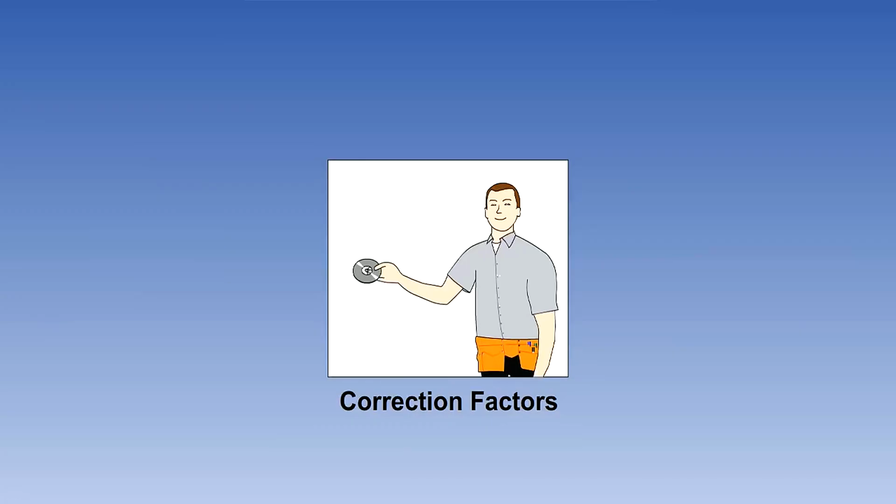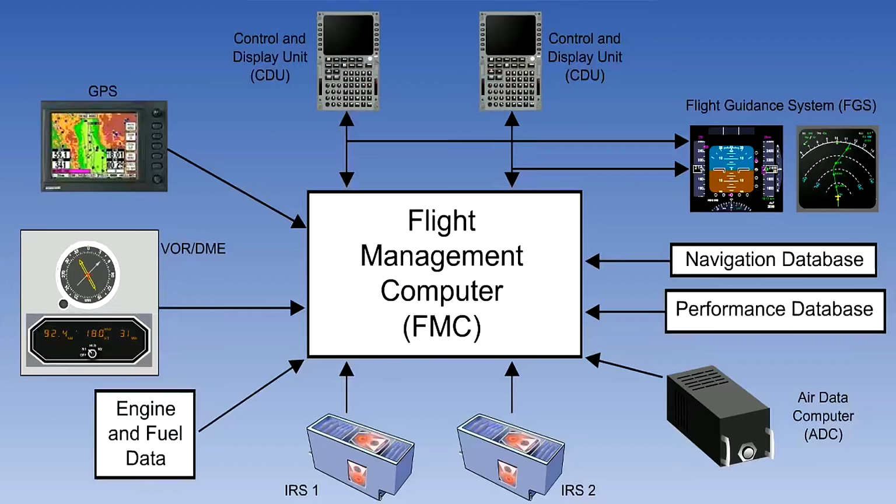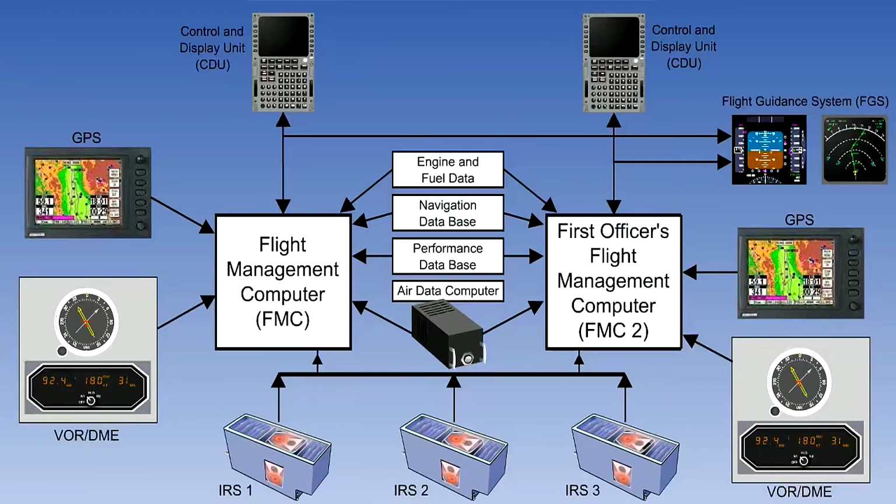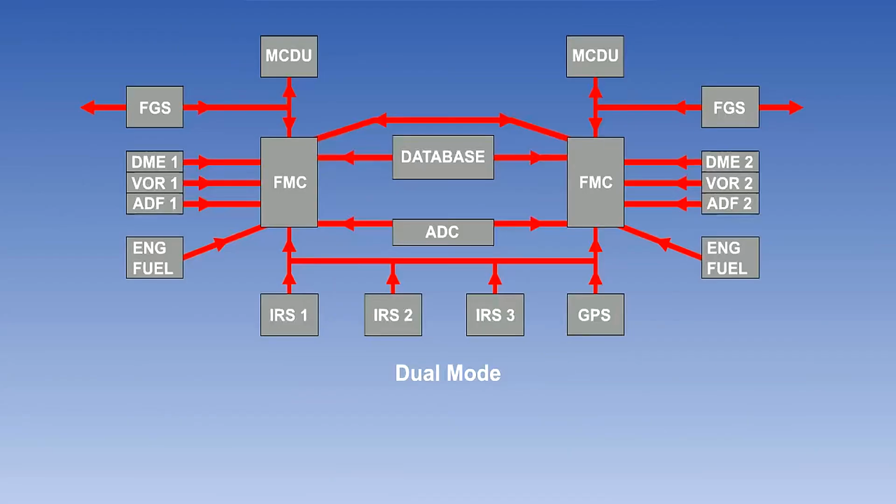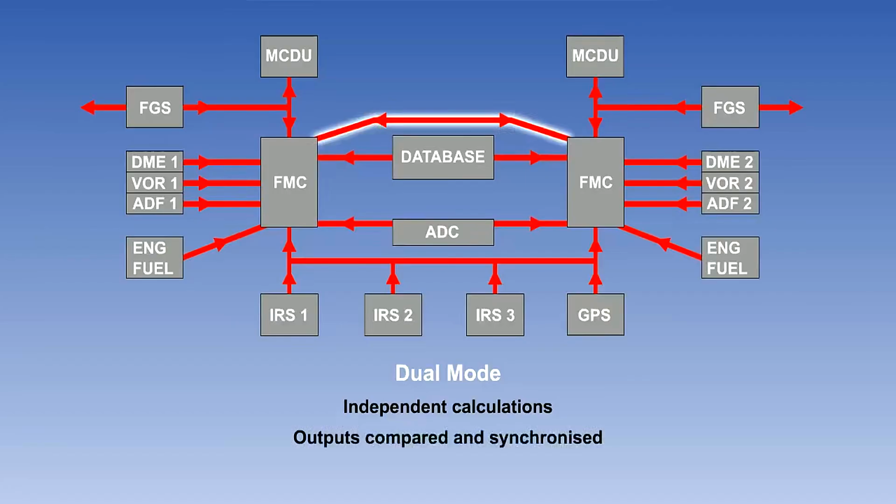We said earlier that an FMS may be structured to have either one flight management computer or two. On those systems that have two, there are reversion modes. Here is the system in its normal configuration. This is called dual mode. Each flight management computer produces independent calculations. The outputs are compared and checked for agreement. Minor differences are synchronized to one nominated FMC, usually the captain's. This results in both pilots' CDU displays being identical.